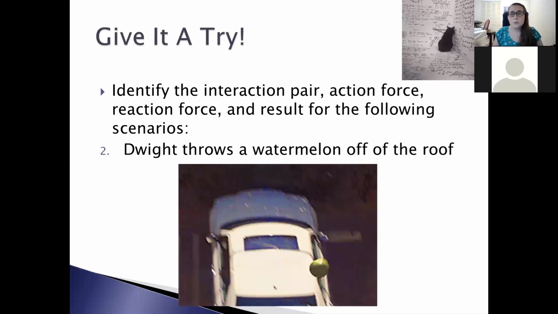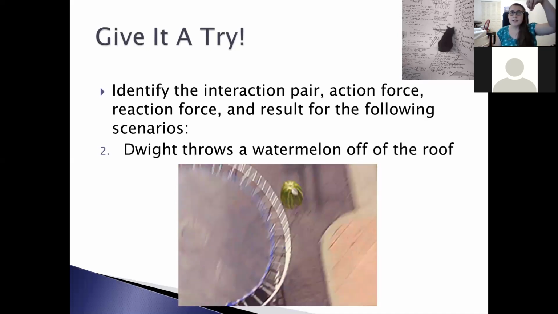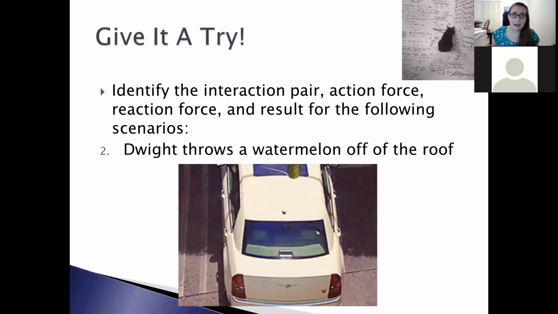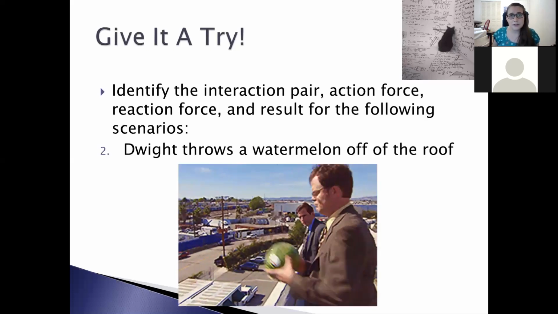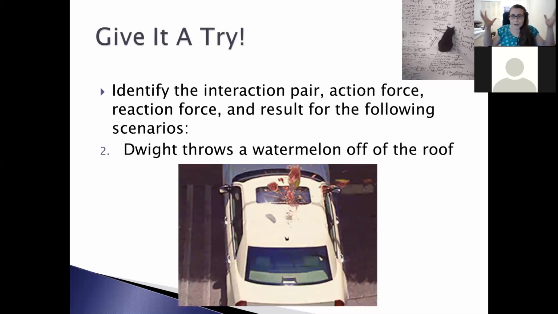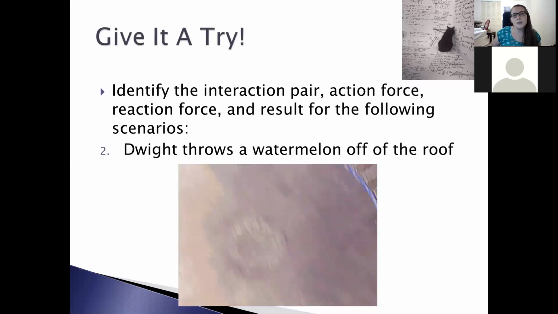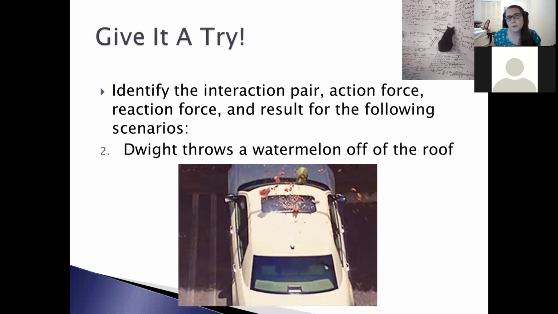The reaction force, which blows people's minds sometimes, is that the watermelon is actually pulling up on the earth with the same amount of gravity, the same amount of force. The watermelon is pulling up on the earth. Same amount of force. But how come you can't tell that the earth is actually moving up to meet the watermelon?